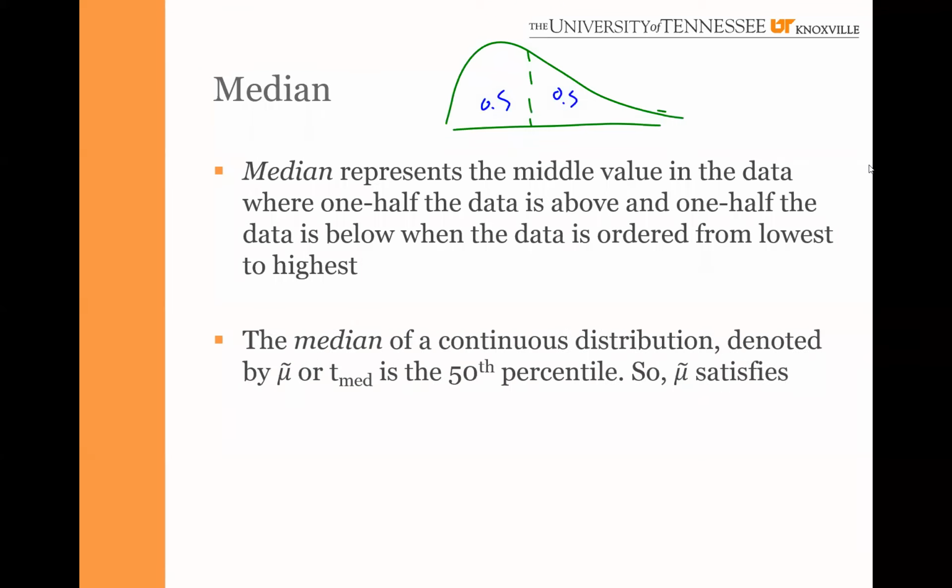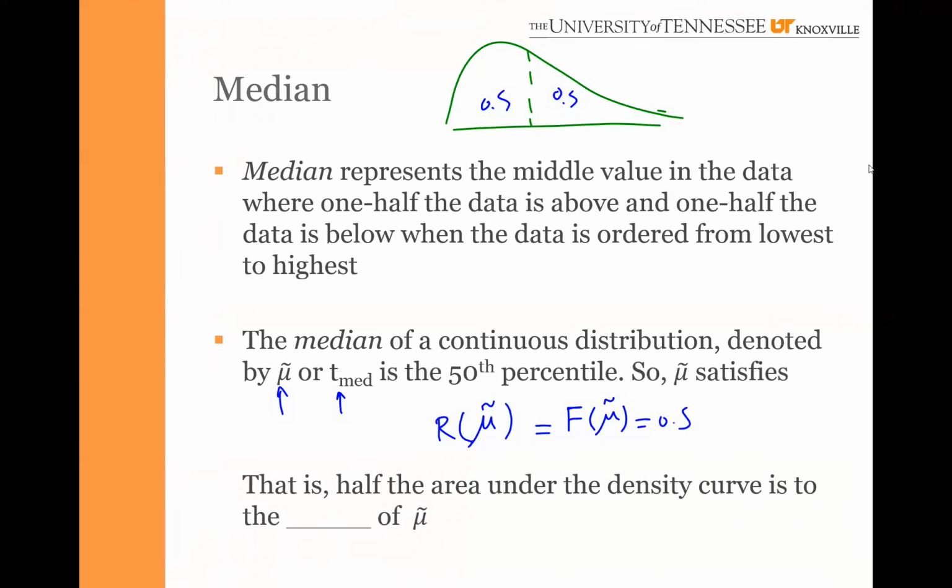So we typically show median with T med or mu tilde. At that point, R of mu tilde is equal to F of mu tilde is equal to 0.5. So the area under the density curve to the left and to the right are equal. That's the point. That's what we call median for a continuous random variable.